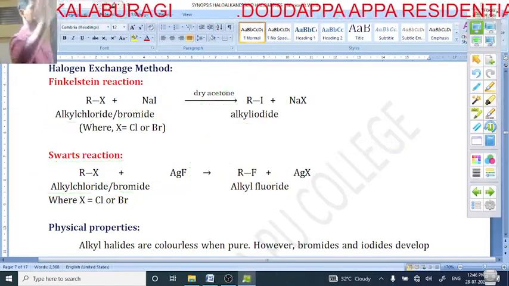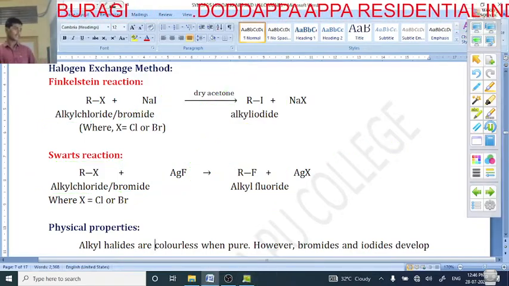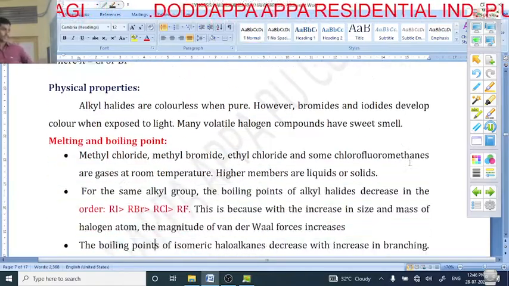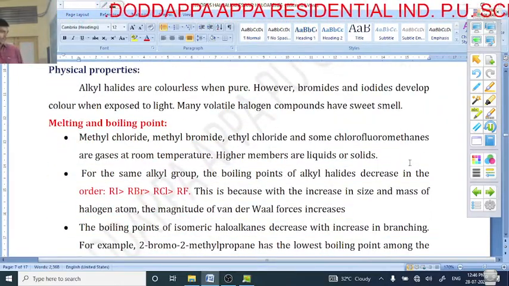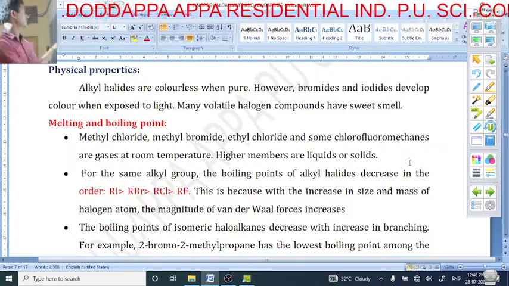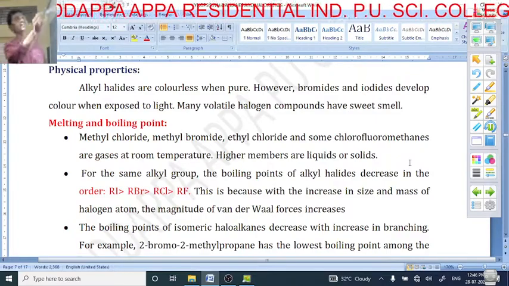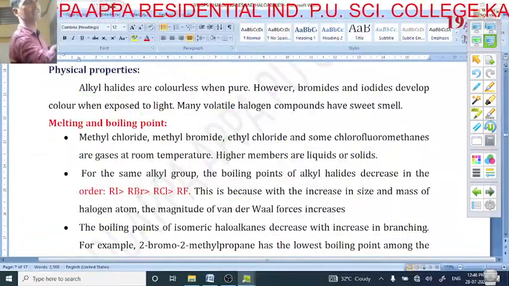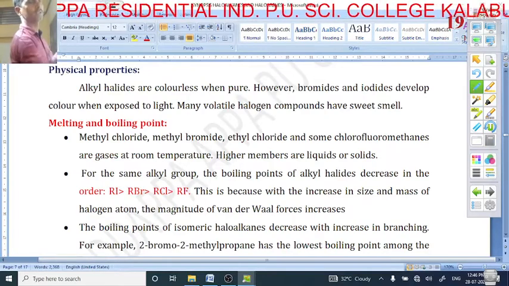The next slide. The next is the physical properties.